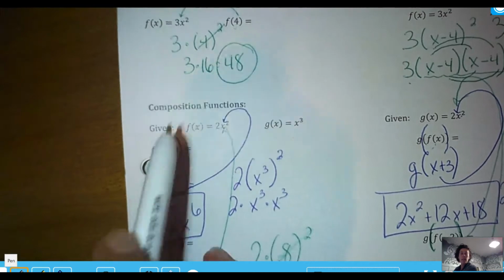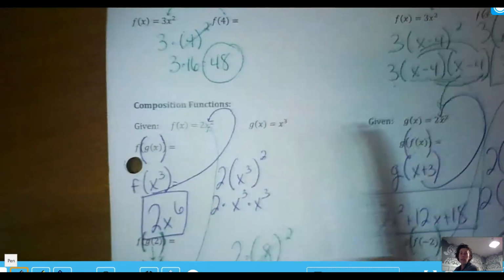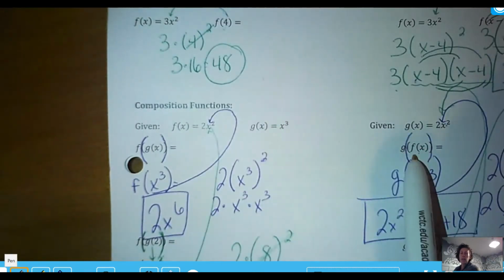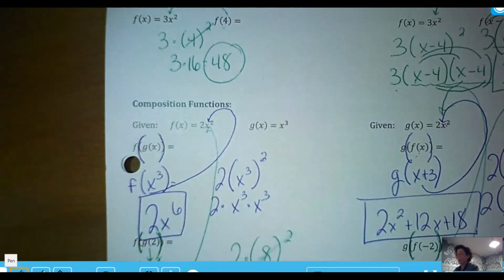So again, how do you say this? This is f of g of x. This means g is going to go into f's function. And you say this as g of f of x, and this means f is going to go into g's function. And that's it for your notes.